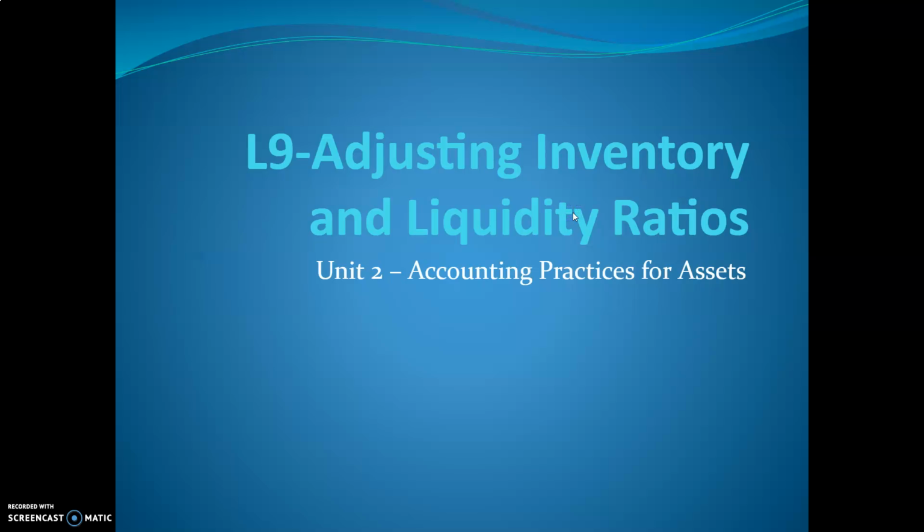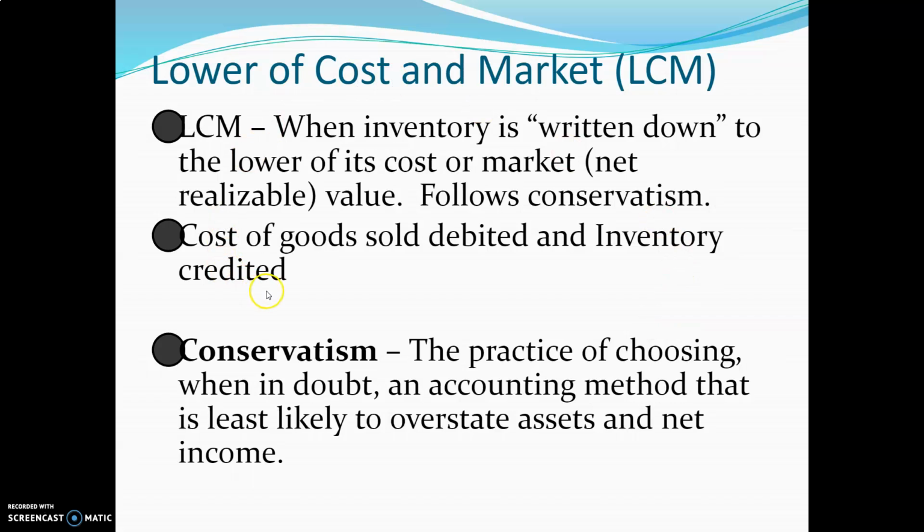So moving right on in, we've got adjusting inventory and liquidity ratios. We're going to start off with adjusting inventory. So going back to that question, what happens when we have inventory that is written down? We bought it maybe at 1,000 and it's actually worth 750. Well, when inventory is written down to the lower of its cost or market net realizable value, this follows the conservatism rule. Cost of goods sold is debited and inventory is credited.